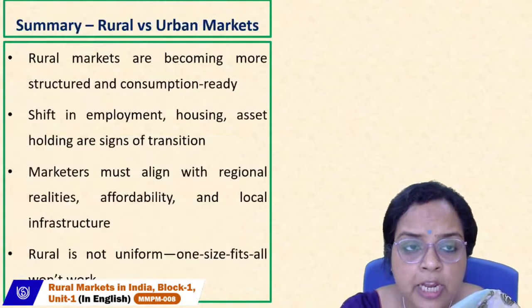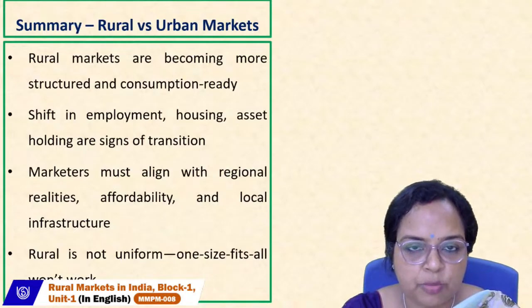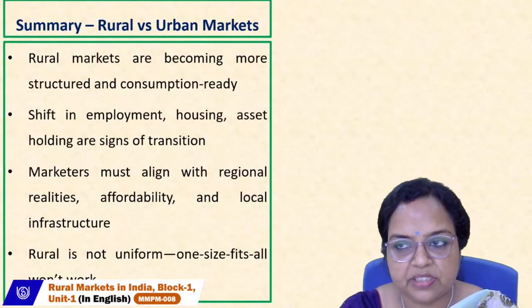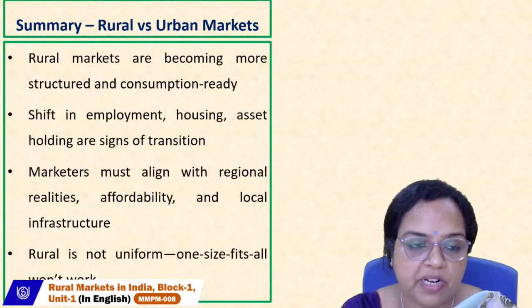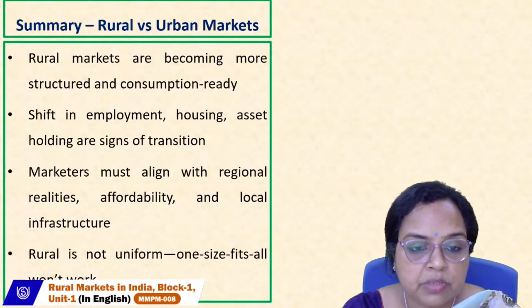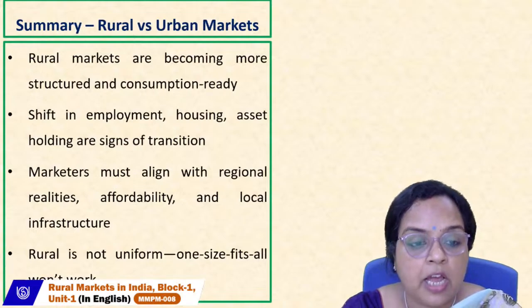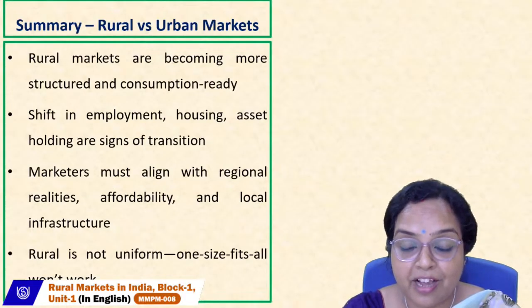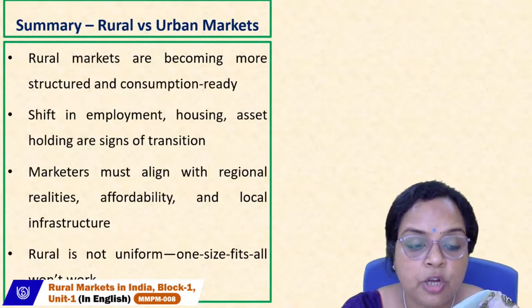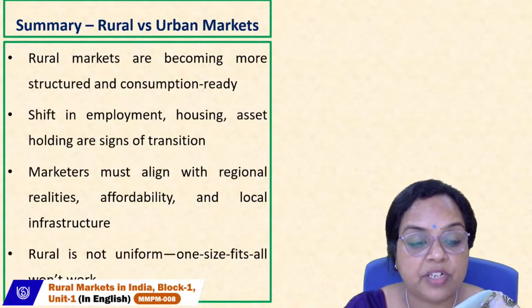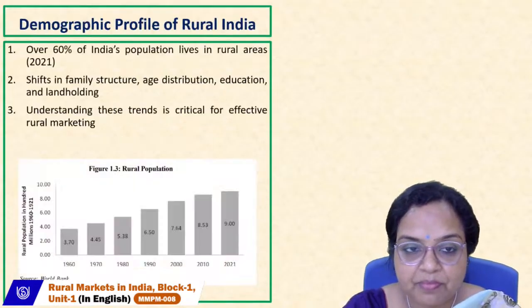Let's summarize the difference between rural and urban markets. Rural markets are becoming more structured and consumption ready. They are now ready to consume new kinds of products. There is a shift in employment, housing, and asset holding. These are the signs of transition. Marketers must align with regional retailers, affordability realities, and local infrastructure. The last point in understanding the rural belt is that rural is not uniform. So the concept of one size fits all will not work.